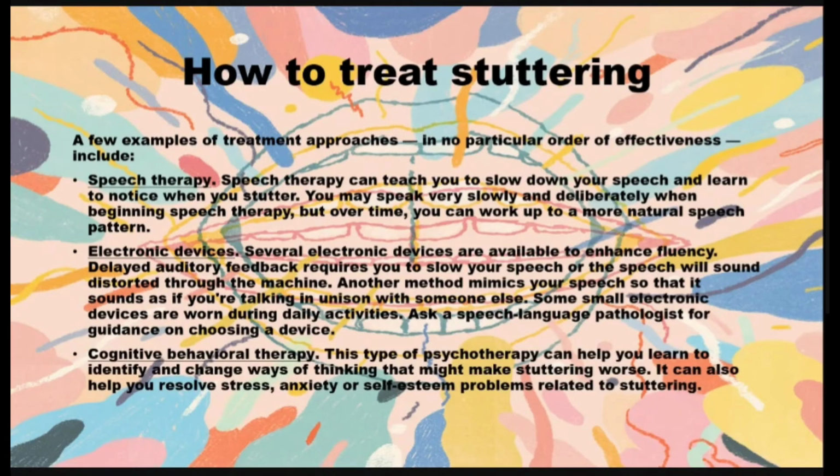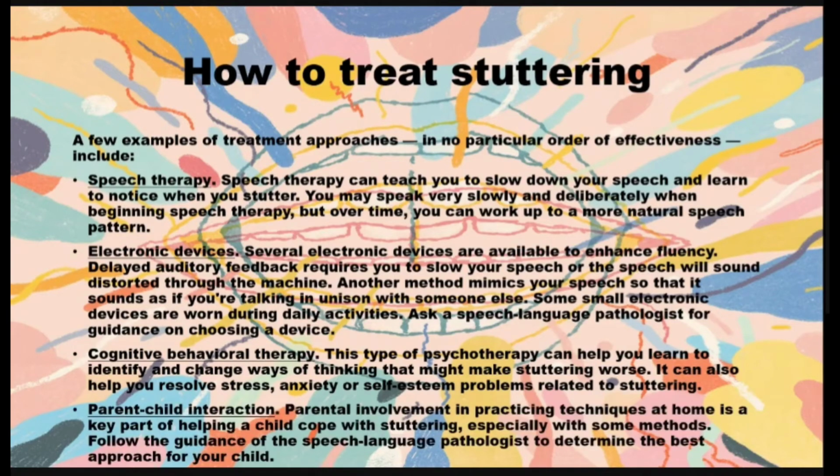Third is cognitive behavioral therapy. This type of psychotherapy can help you learn to identify and change ways of thinking that make stuttering worse. It can also help you resolve stress, anxiety, or self esteem problems related to stuttering. Lastly, is parent child interaction. Parental involvement in practicing techniques at home is a key part of helping a child cope with stuttering, especially with some methods. Follow the guidance of the speech language pathologist to determine the best approach for your child.